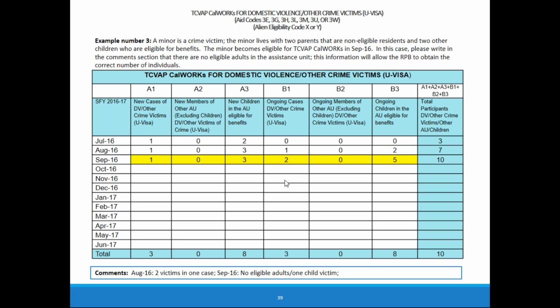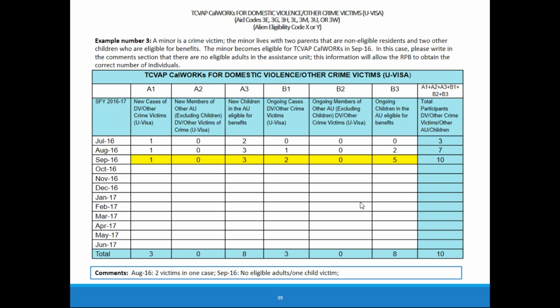On column A1, enter 1 to count for the victim and for the case. And on column A2, enter 0 because there are no eligible other adults living in the assistance unit. On column A3, enter 3 to count for all the eligible children in the assistance unit, including the victim. It is important to count all the children because that will allow us to obtain the correct amount of children for our final report. On column B1, enter 2, that totals the number of ongoing cases.